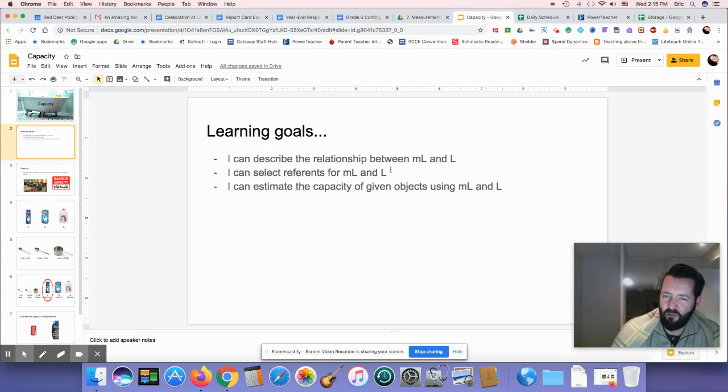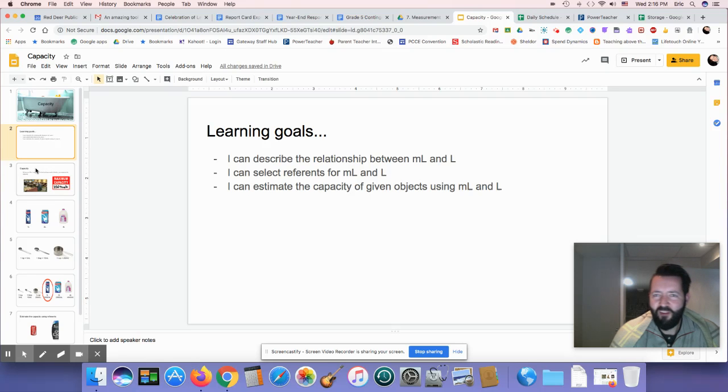So we'll be able to choose real world objects that may help you identify how big a milliliter and a liter is. And lastly, I can estimate the capacity of given objects using milliliters and liters. So when everything's said and done, hopefully you'll be able to look at everyday objects that you have kicking around your house and you'll have a pretty good estimate of what that object's capacity is.